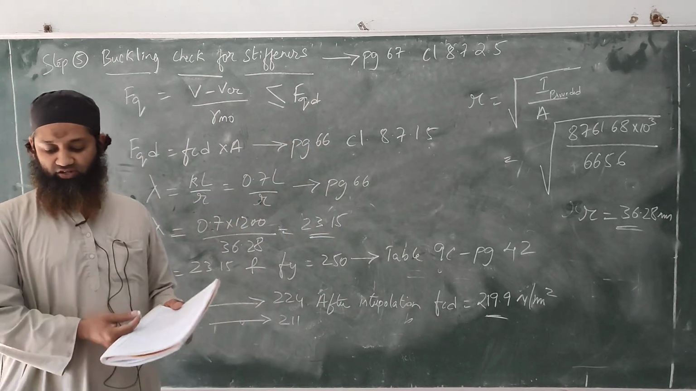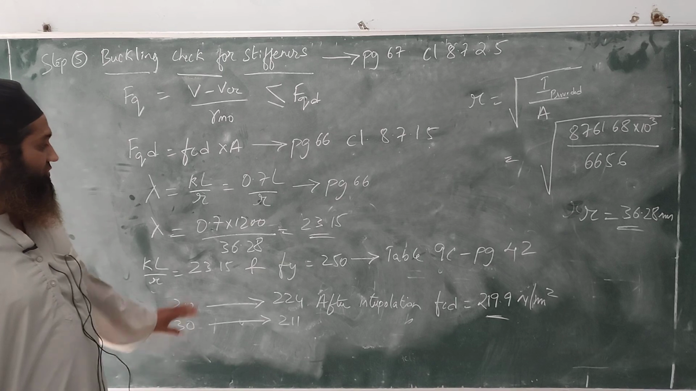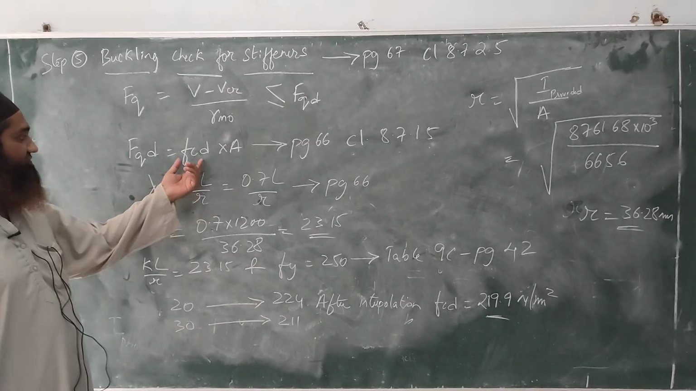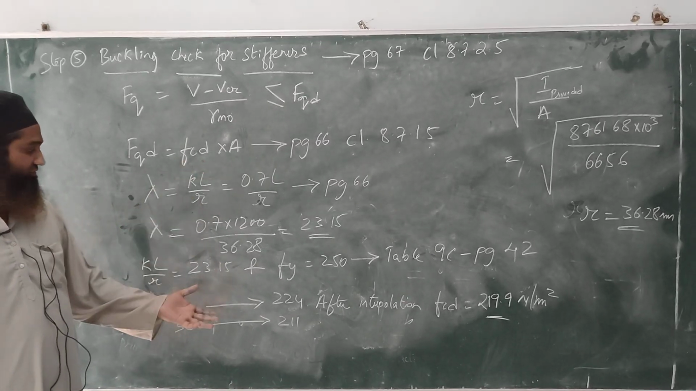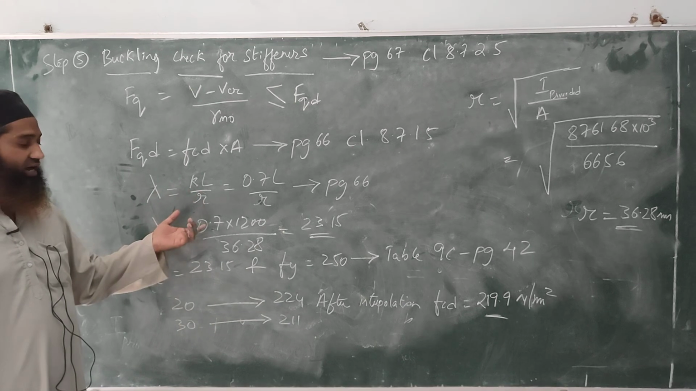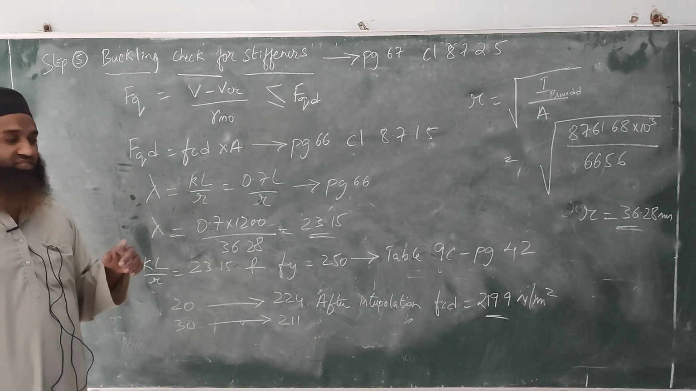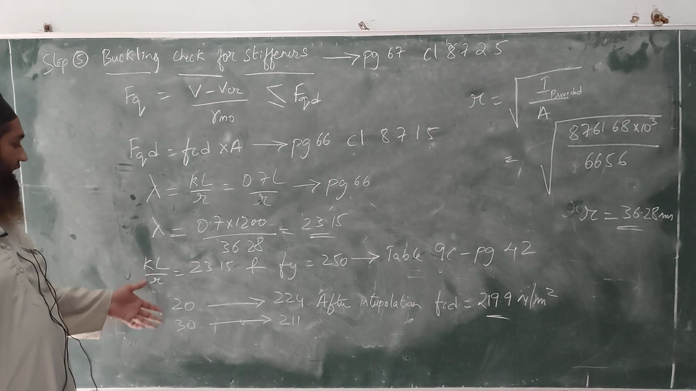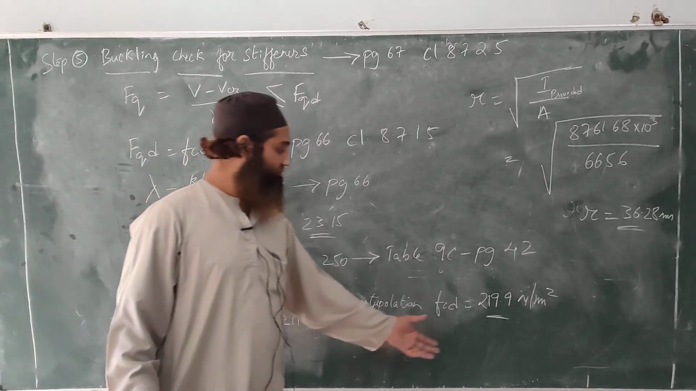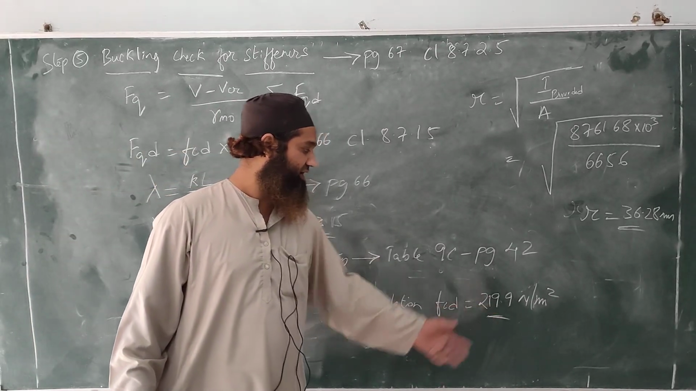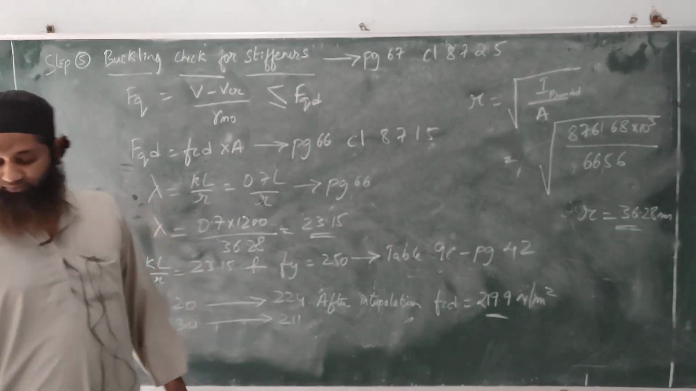So Fqd is equal to fcd into A. Till here, I hope this is clear. The fcd value I have got from the lambda value, KL by r, from table 9C, page 42. After interpolation, I've got the fcd value as 219.9. I'll just substitute these values.